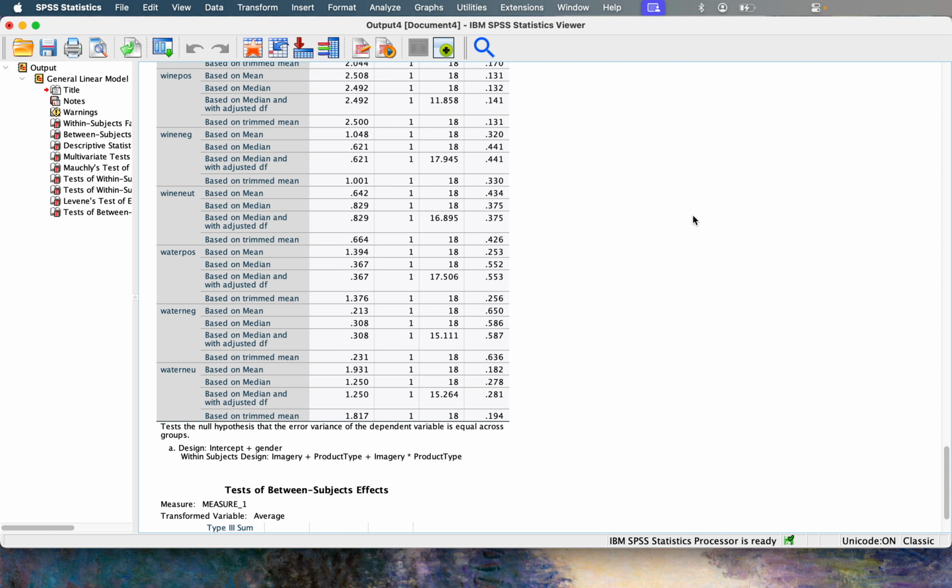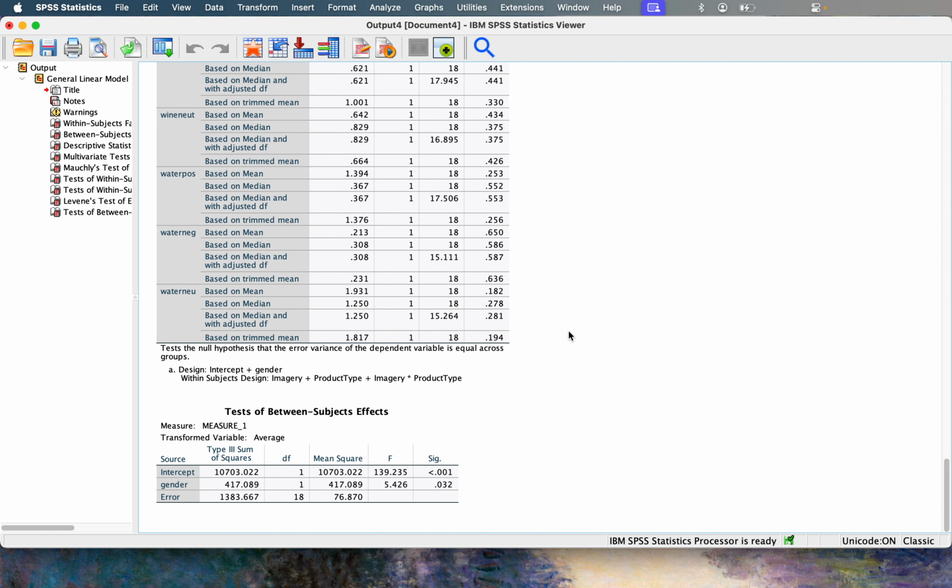Gender also had a significant between-subjects effect on overall ratings, down here. I don't think I said that yet. So this is just emphasizing gender's role in shaping preferences.